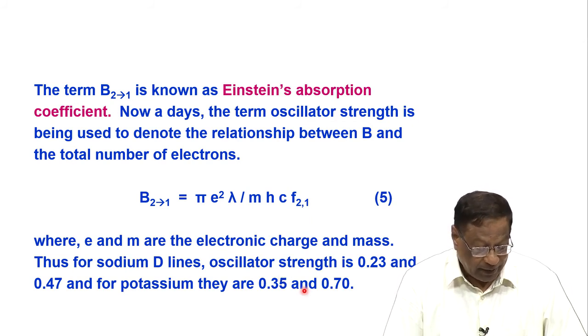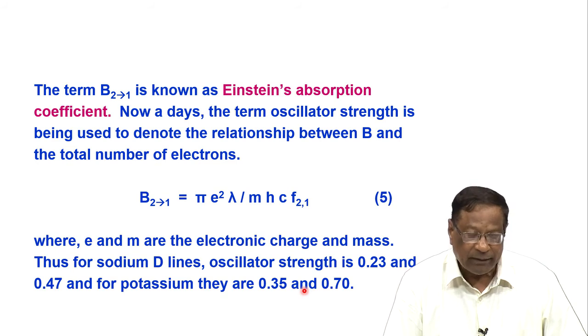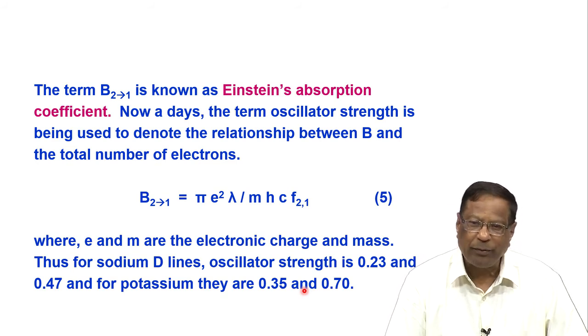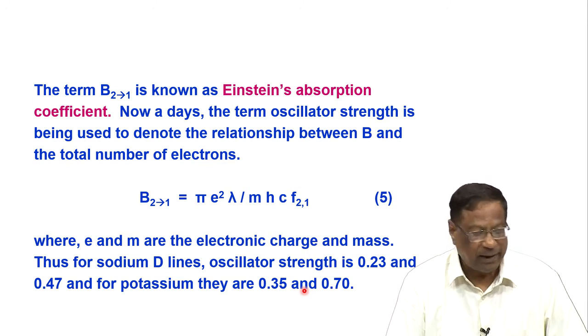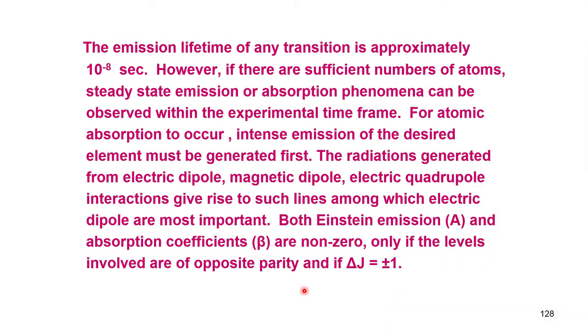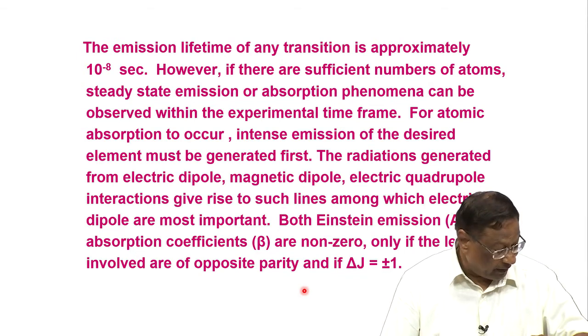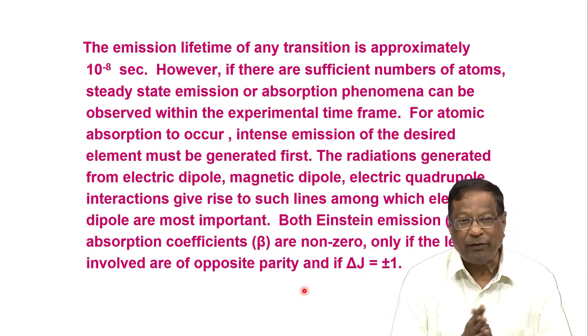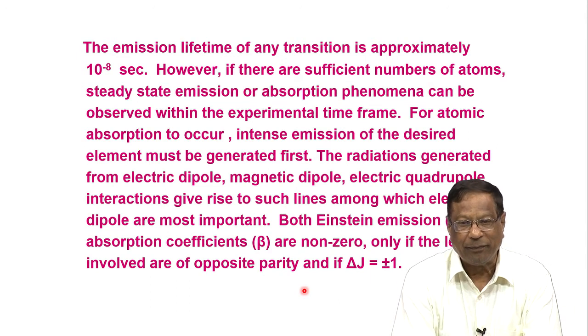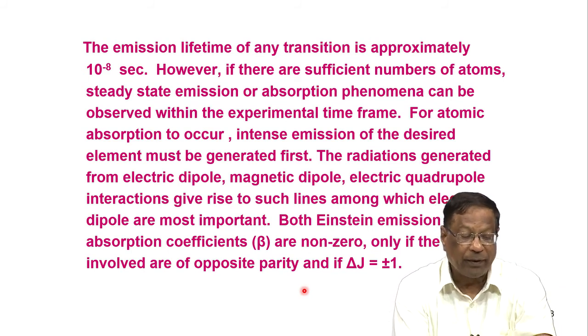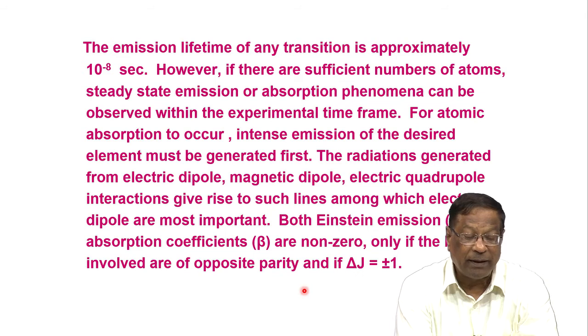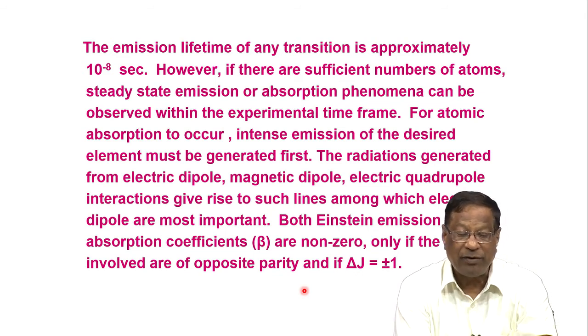So, oscillator strength is an important parameter in atomic absorption spectrometry. It does not appear in your day to day analysis, but still it is a parameter to be known. The emission lifetime of any transition is approximately 10 raised to minus 8 seconds. This I have also told you in the spectrophotometric course in NPTEL.